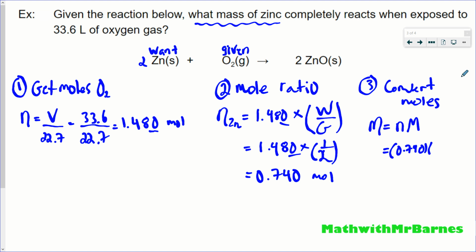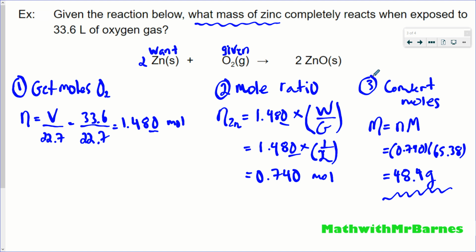Let me see. Zinc. 65.38 grams per mole. So 65.38. I'll do the math on that, and that's a 4, not a 9. And that gives us 48.4 grams. And that's our mass of zinc.